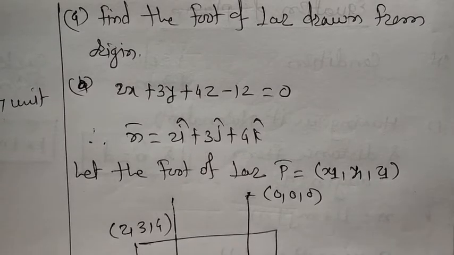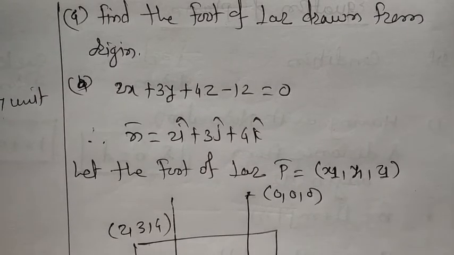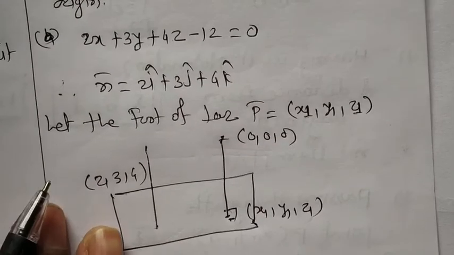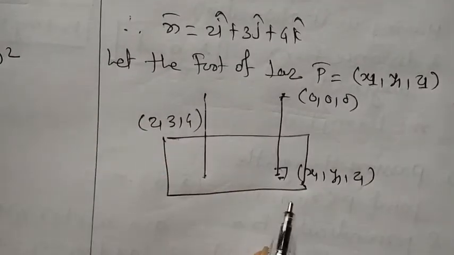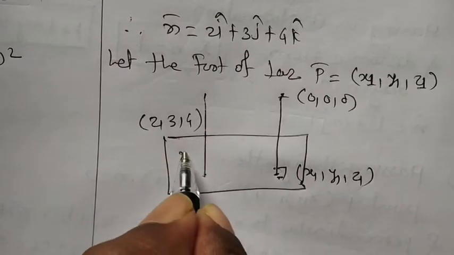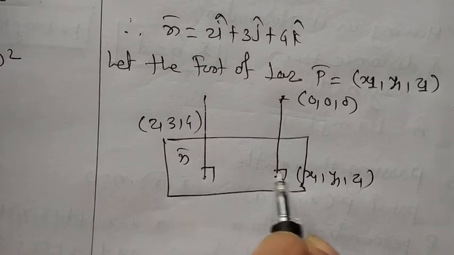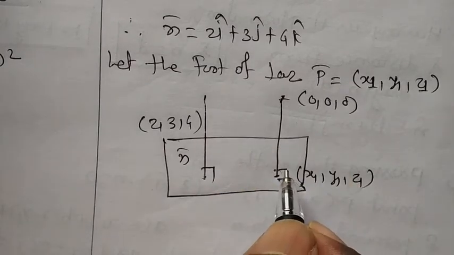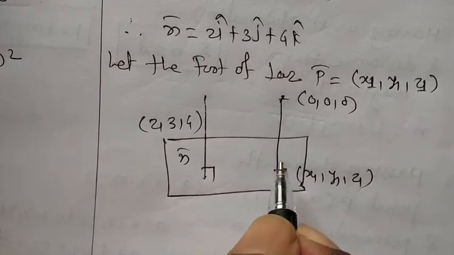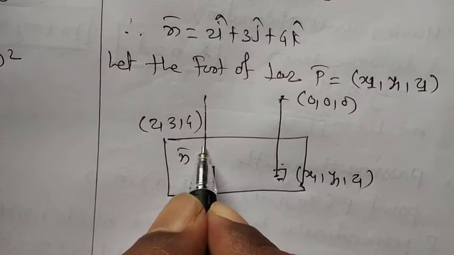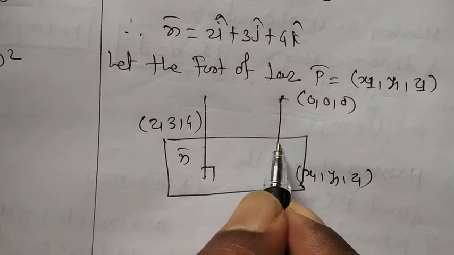x1, y1, z1. This point lies on the plane. And this is n bar, the normal, which is again perpendicular. This is again a perpendicular from the origin. Means what? This perpendicular and this perpendicular both have the relation that n bar is parallel to this perpendicular.